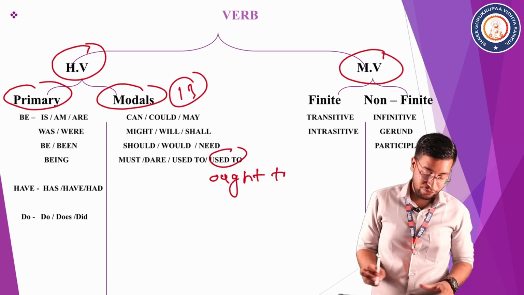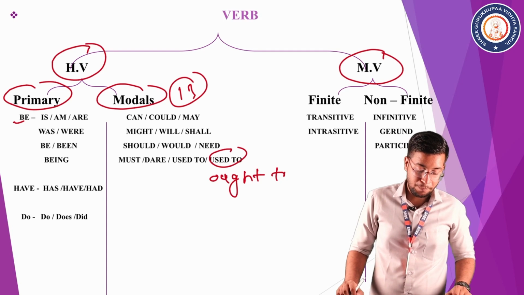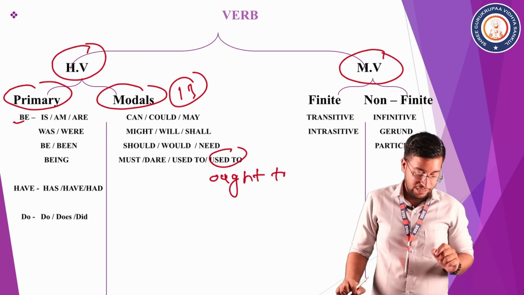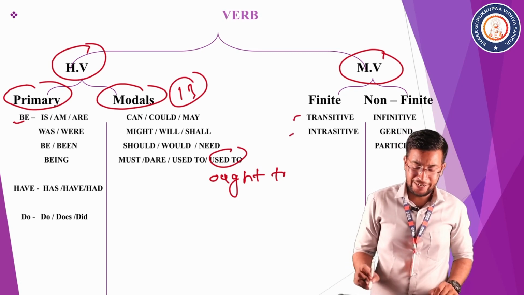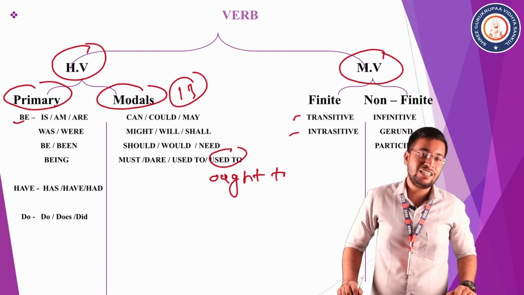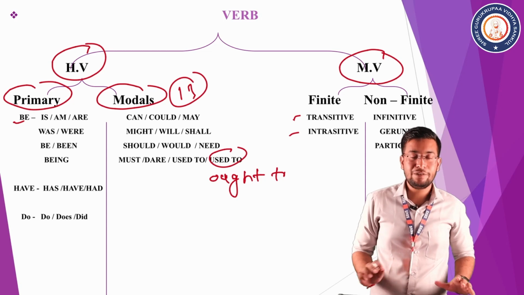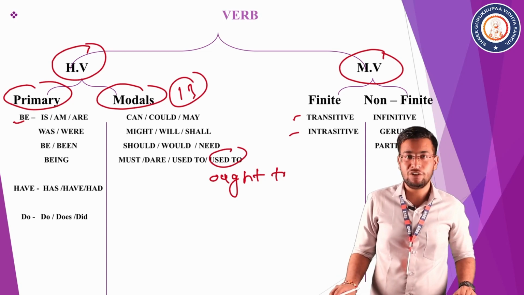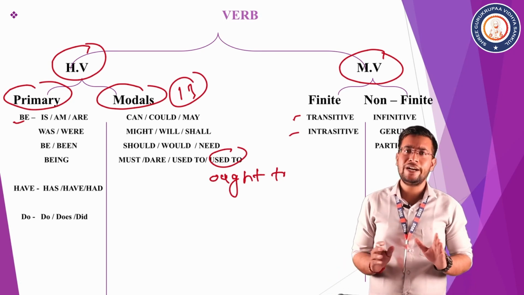We can also divide primary helping verb into three categories. First is be. Be includes is, am, are, was, were, be, been, being. Next is have. It includes has, have, had. And do includes do, does, did. Transitive verb and intransitive verb we will see in the next video, but now we have to understand the verb can be divided into two categories. First is helping verb and another is main verb. I think you are aware of the difference between both of them.